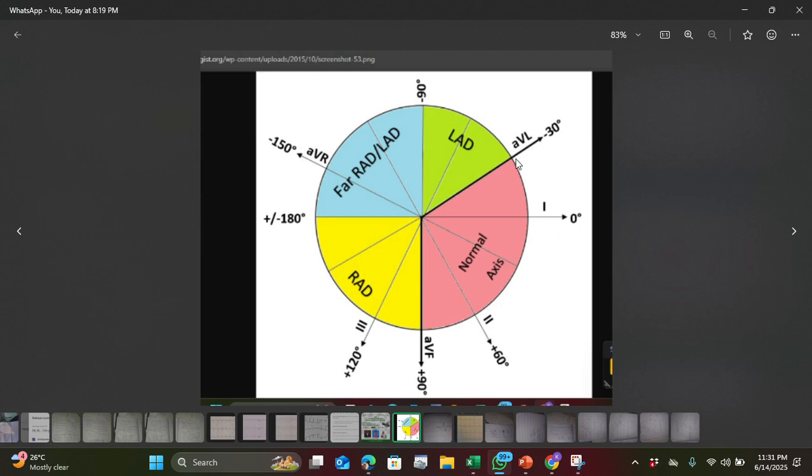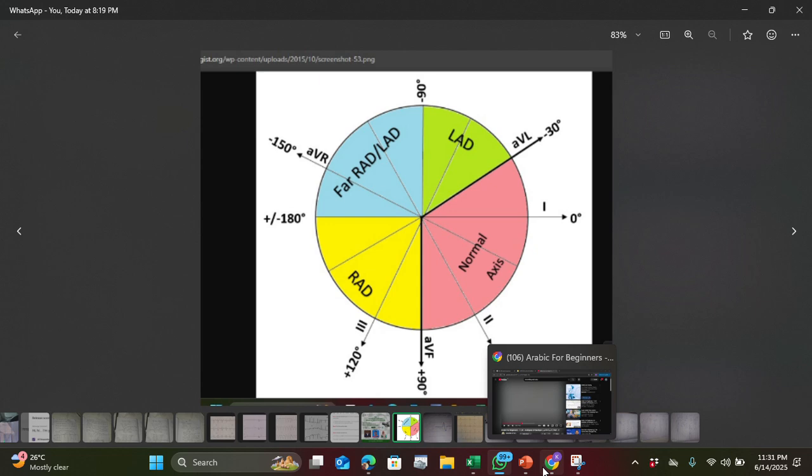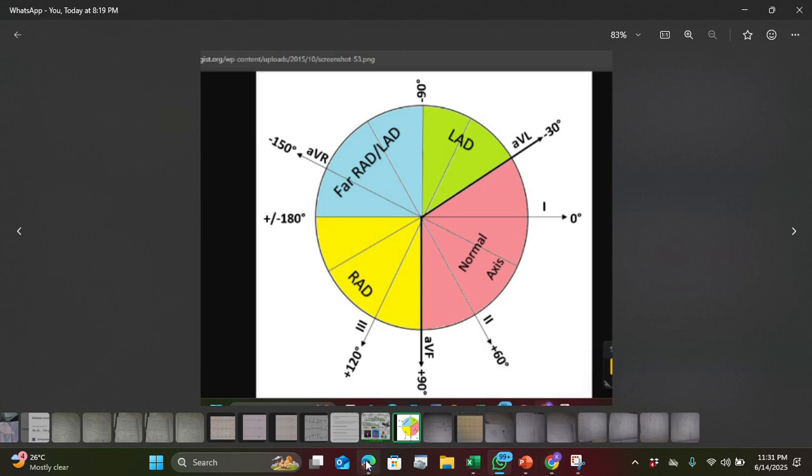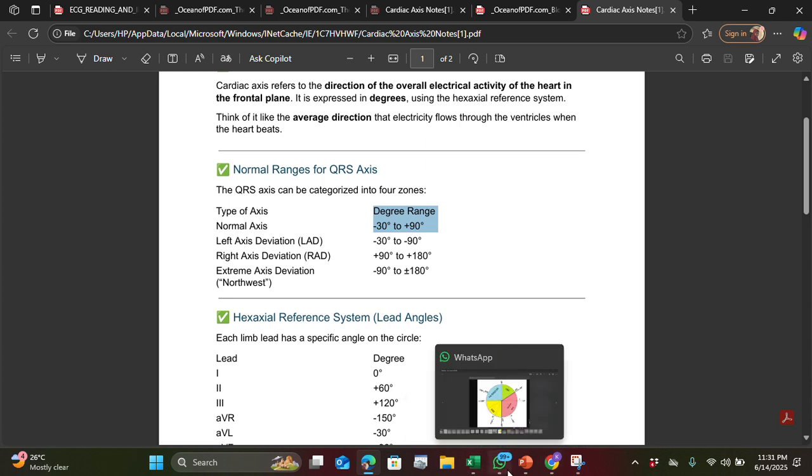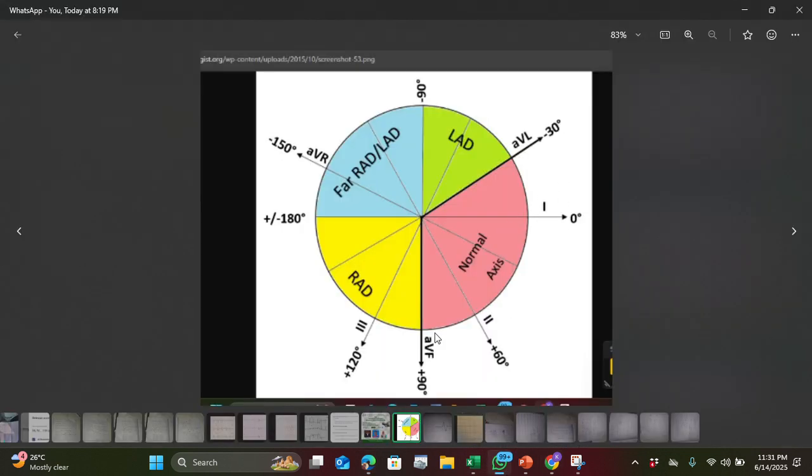Another thing you also need to notice is the space of each axis. For normal axis, it is in this note here. Normal axis is from minus 30 degrees to plus 90 degrees, and here it is on the graph, minus 30 to plus 90. You also have to cram this one too. Left axis deviation is from minus 30 to minus 90. Right axis deviation is plus 90 to plus or minus 180. You see that it is different.